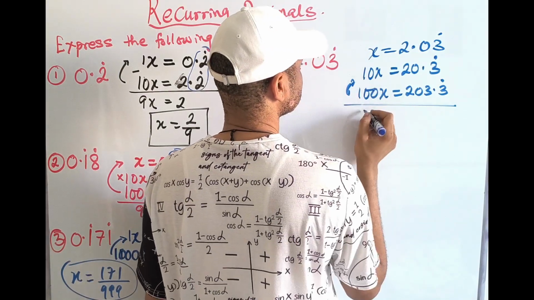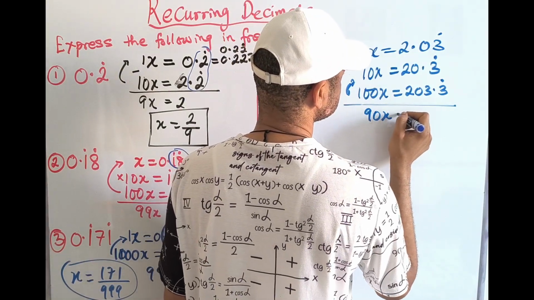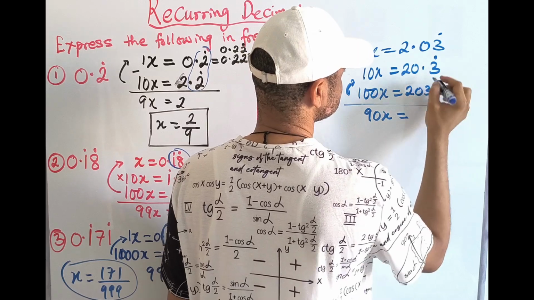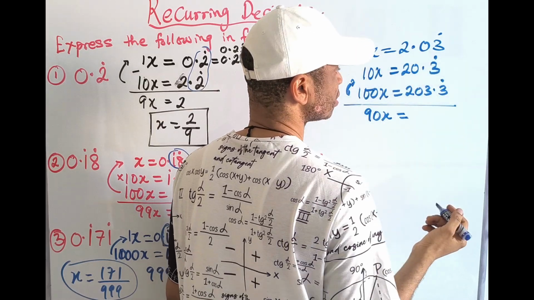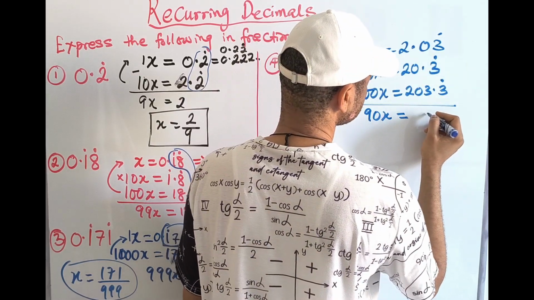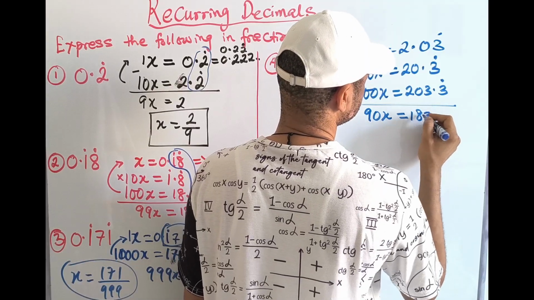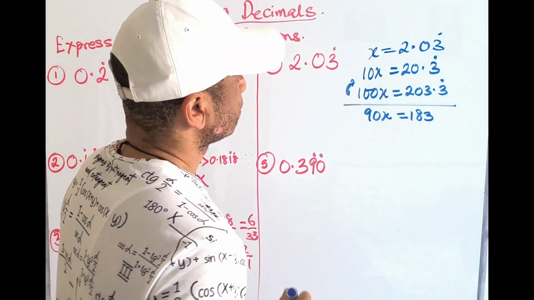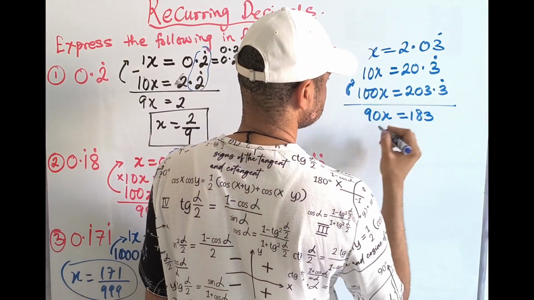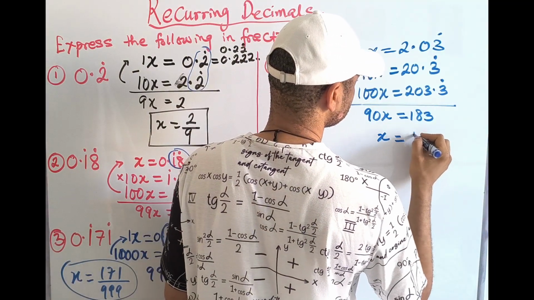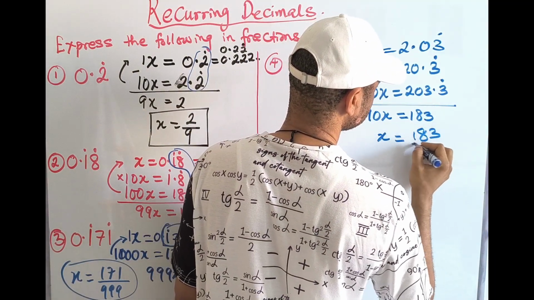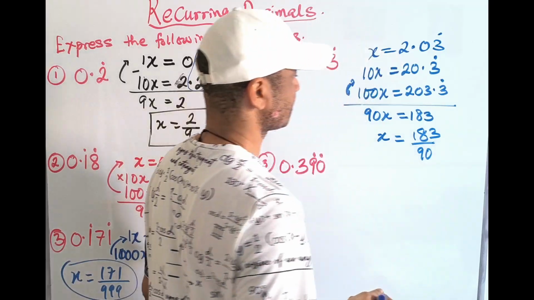So 100x minus 10x is 90x, equal to 203 minus 20, so this we cancel out. So 203 minus 20, that's 3, then 8, then 1, so 183. So 90x is equal to 183, so x is 183 by 90.